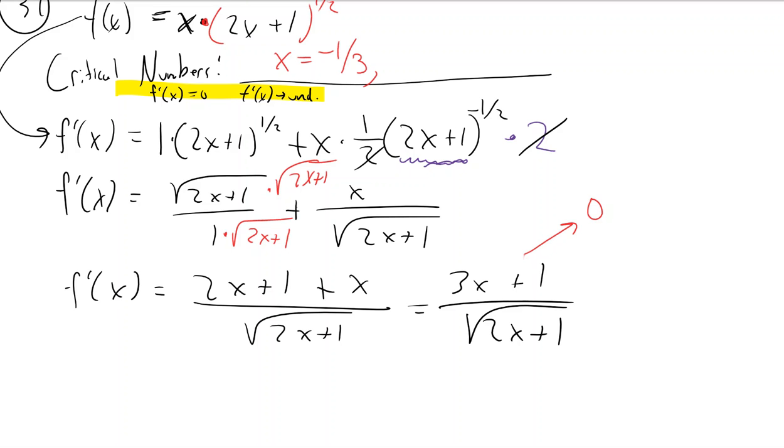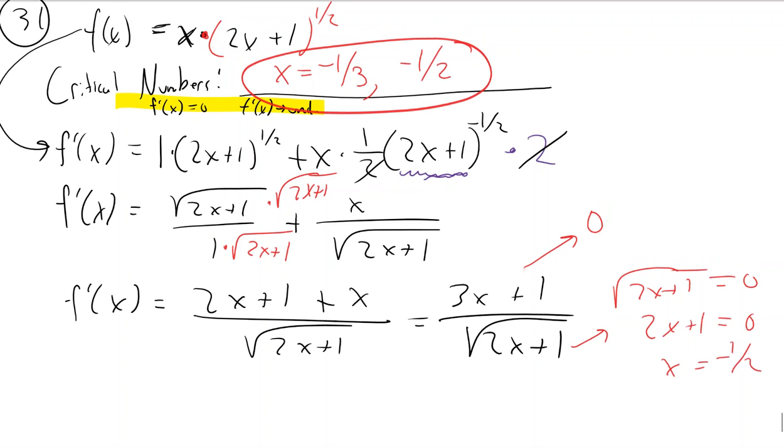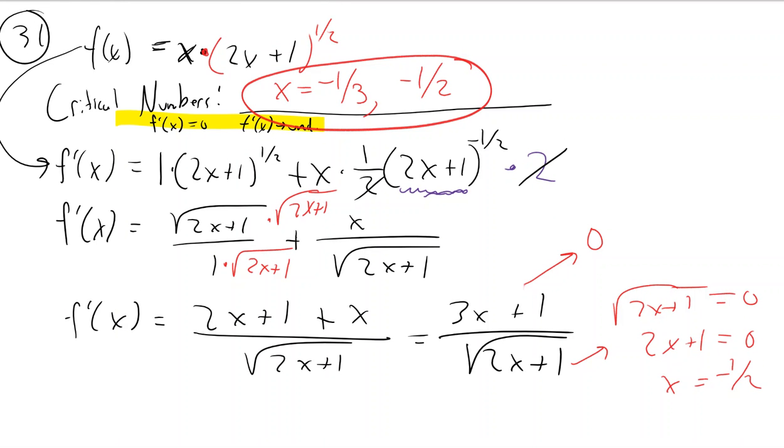And critical numbers also occur when the first derivative is undefined, which would be any x value that gives you division by 0. So set the denominator equal to 0 and solve. And that looks like negative 1/2. So I would be looking for those two answers, and that matches up with what they've got.